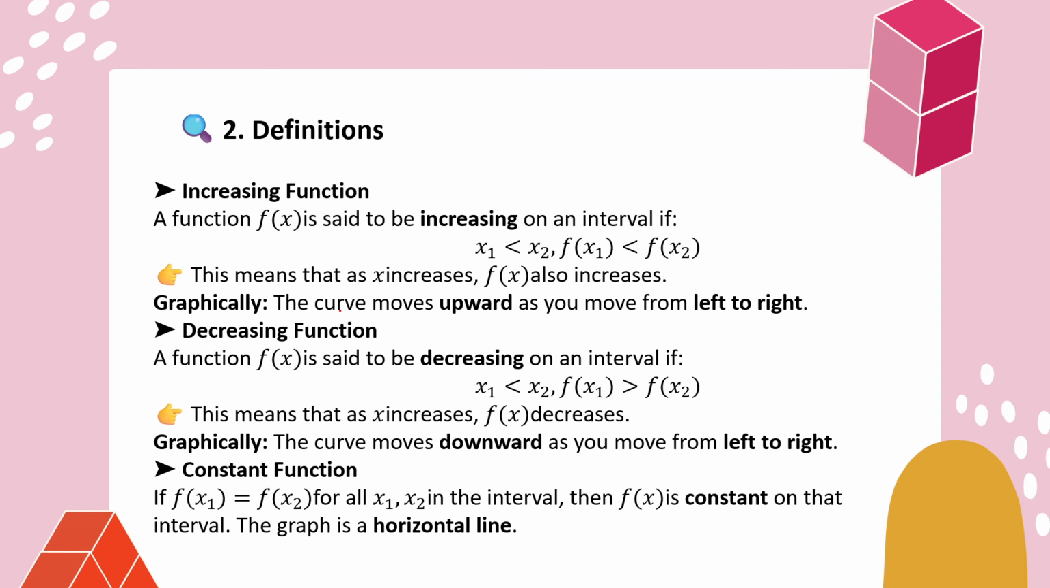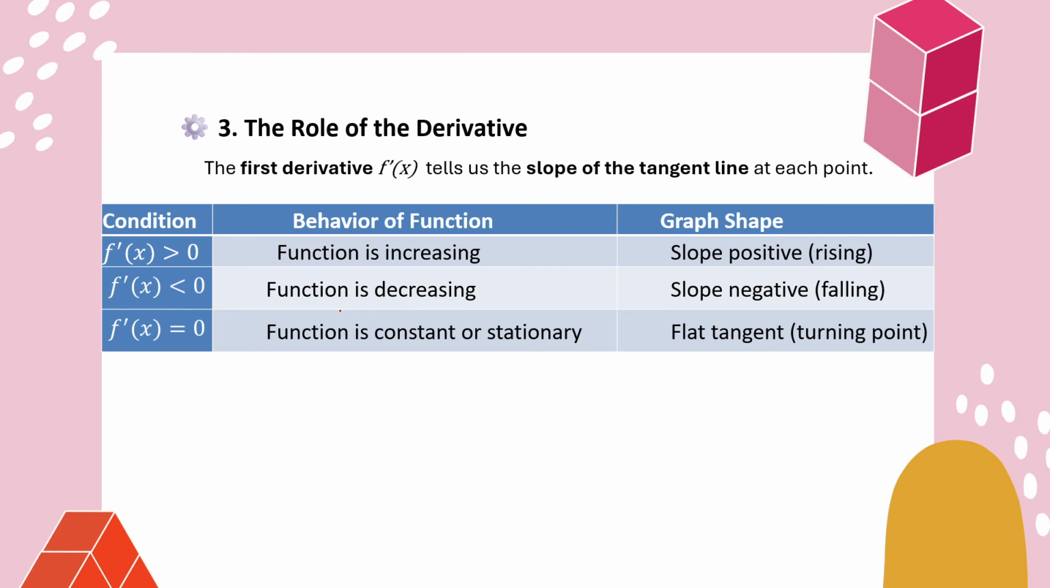So let us look at the role of the derivative. The first derivative tells us the slope of the tangent line at each point. If we recall the angle between two curves, we are going to get the slope of the tangent line. Therefore, we are going to get the first derivative, and that first derivative is what we call the slope.